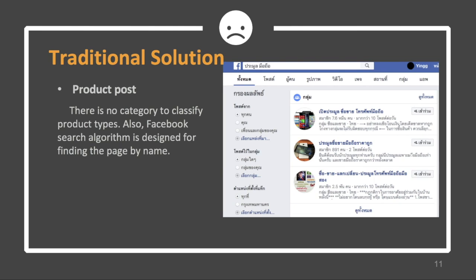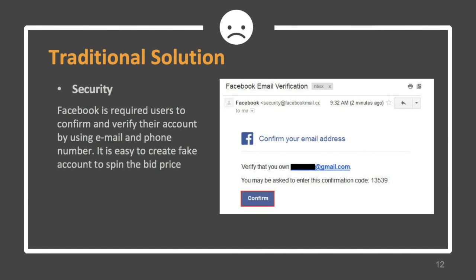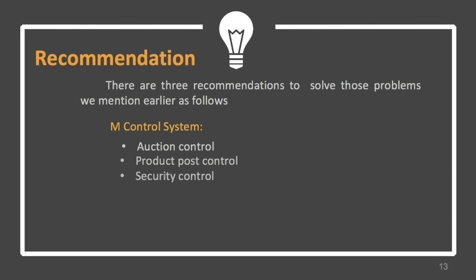Then the second traditional technique is product post. There is no category to classify product types. Also, the Facebook search algorithm is designed for finding a page by name. And then the last traditional solution is security. Facebook requires users to confirm and verify their account by using email and phone number. It is easy to create a fake account to spin the bid price. Then there are three recommendations to solve the problems we mentioned earlier: auction control, product post control, and security control. For all of these, we call it M control system.